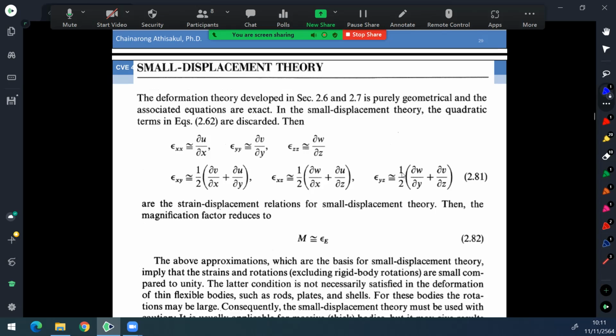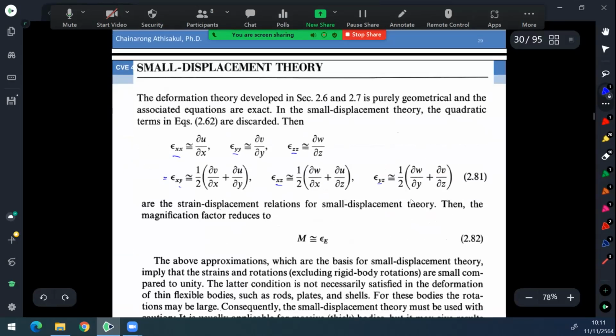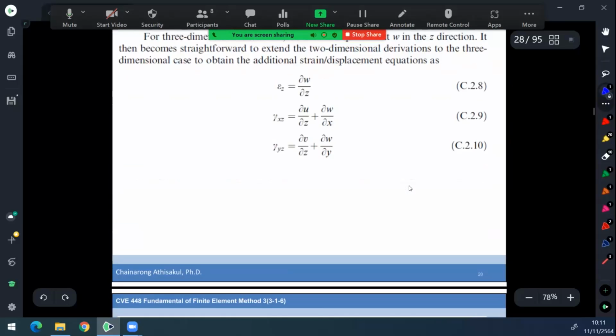This is the equation for small displacement theory, that is composed of epsilon xx, epsilon yy, epsilon zz. Okay, this is the axial strain. And these are shear strain, which actually represent change in angle. Epsilon xy is equal to a half of partial v by partial x plus partial u by partial y. You see that it is a notation that epsilon xy is equal to gamma xy over 2. Gamma xy we already defined as the shear strain.